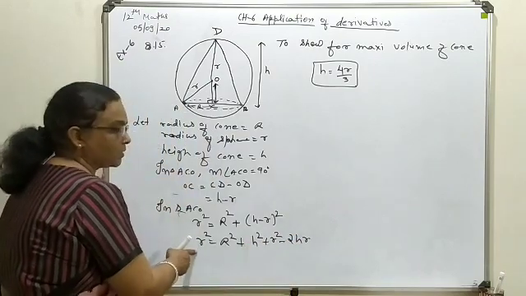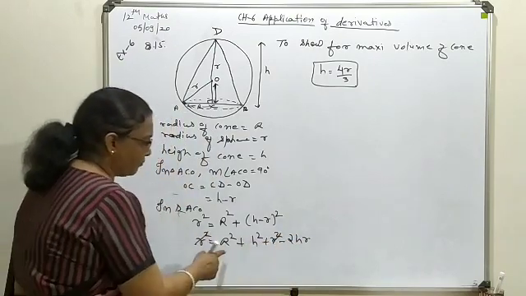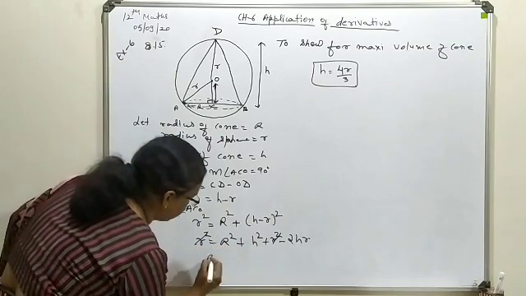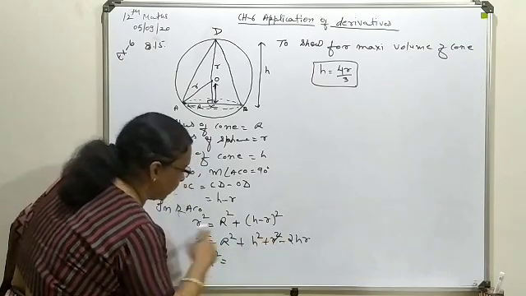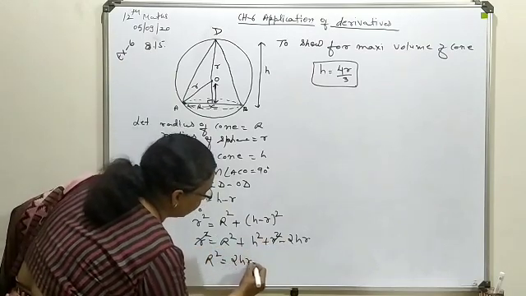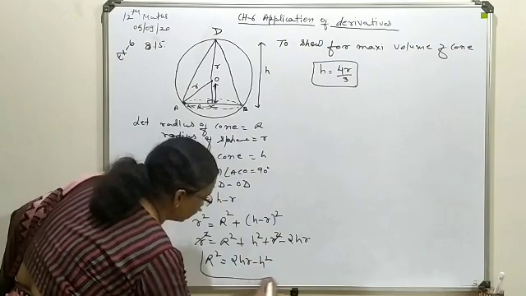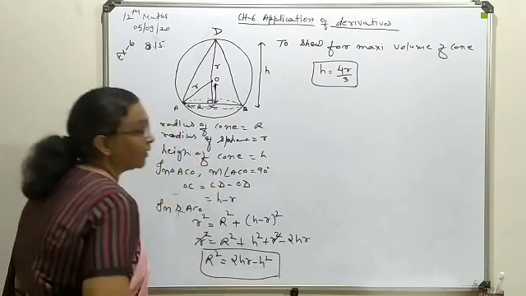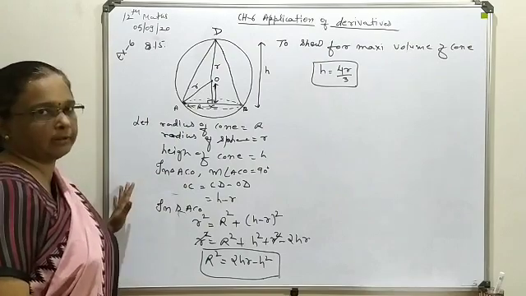From here this R square will cancel, and this R square is to be separated out, and 2RH will shift over there, minus H square. So this relation you will use to find out its volume. Now we will discuss the volume of the cone.